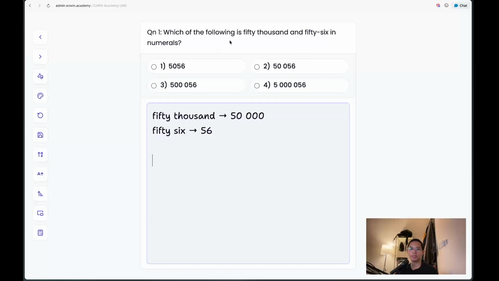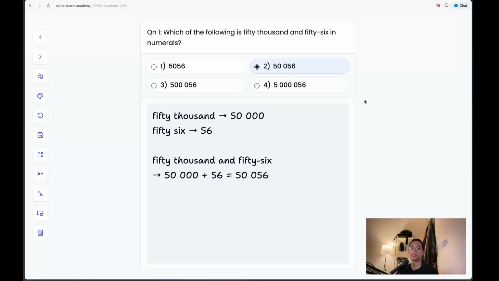So 50,056 is basically equal to, in this case, 50,000 plus 56, which is equal to 50,056. In this case, it is option number 2. Right, let's move on to the next question.